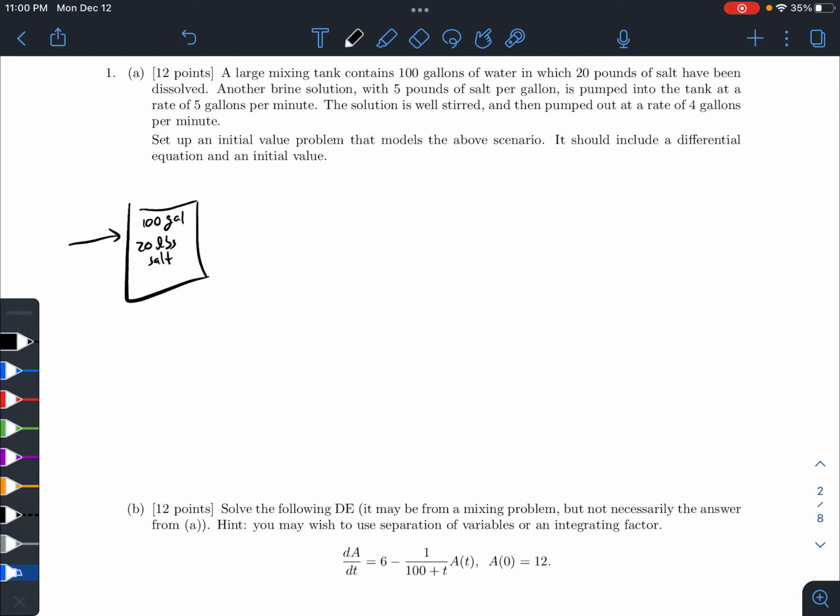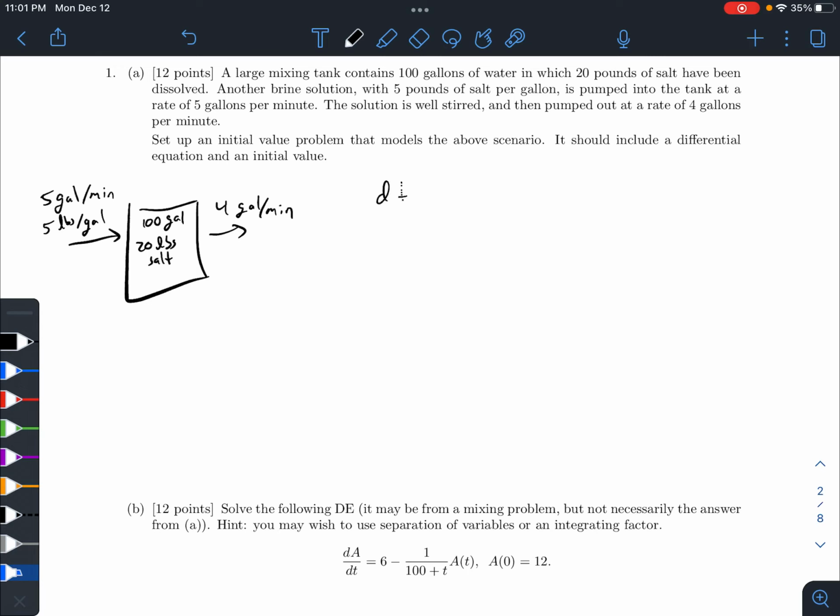We're pumping in a mixture at 5 gallons per minute, and it has 5 pounds of salt per gallon. And then we are pumping out 4 gallons per minute after mixing the solution.